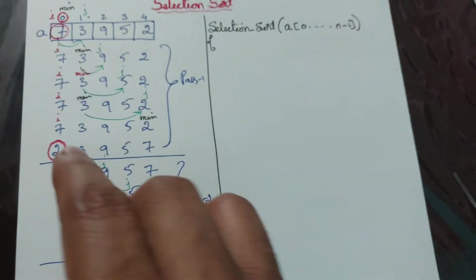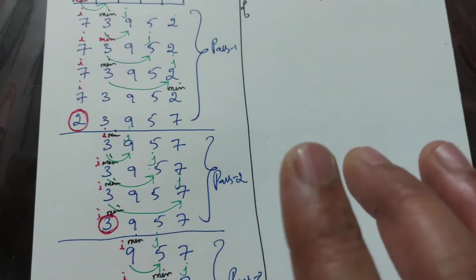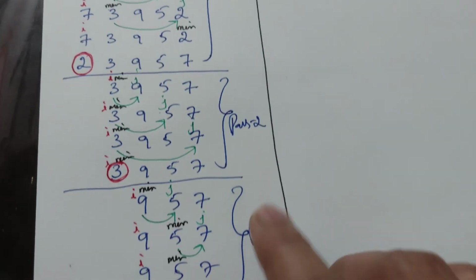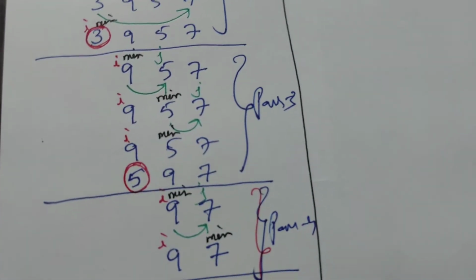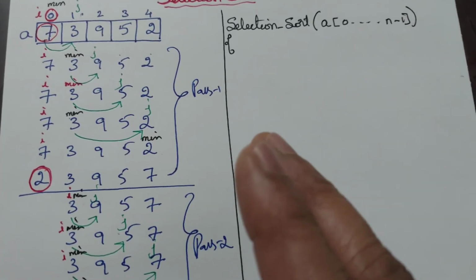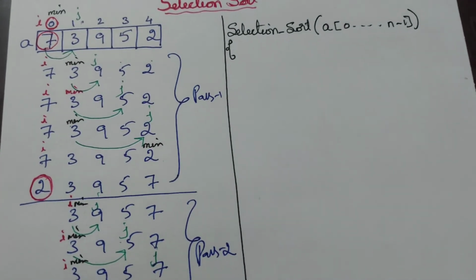Now, what all did we do in our algorithm? First, in order to sort 5 elements, we did pass 1, pass 2, pass 3, pass 4. To sort 8 elements, we need 7 passes. To sort 10 elements, we need 9 passes. So in general, we need n minus 1 passes.